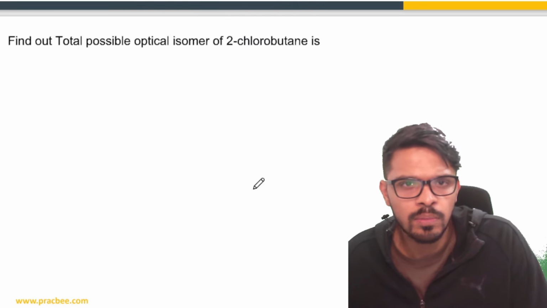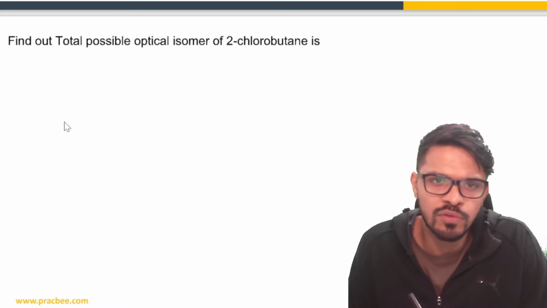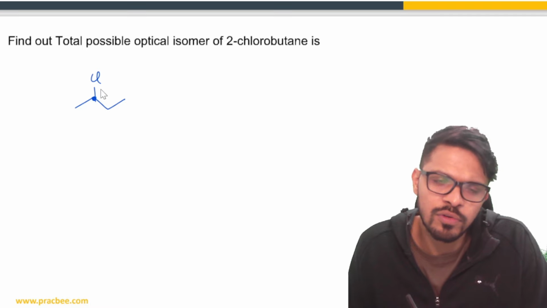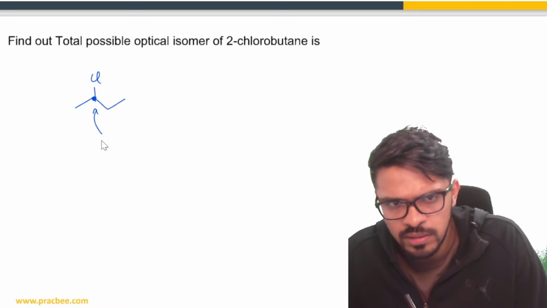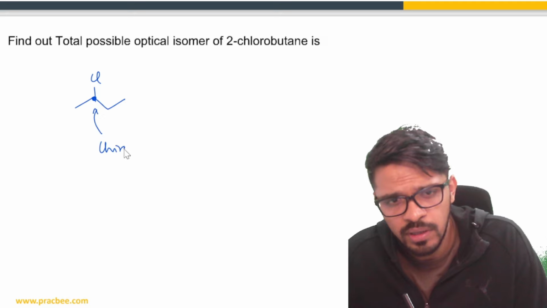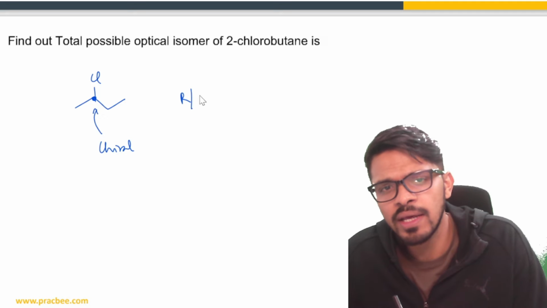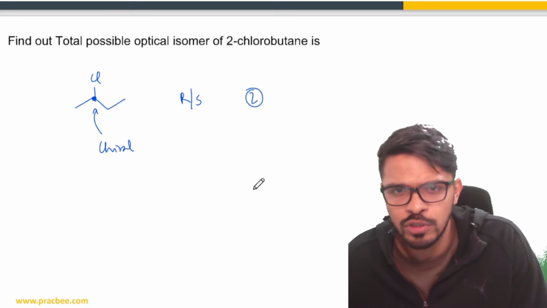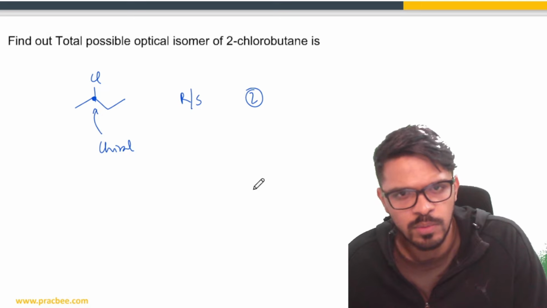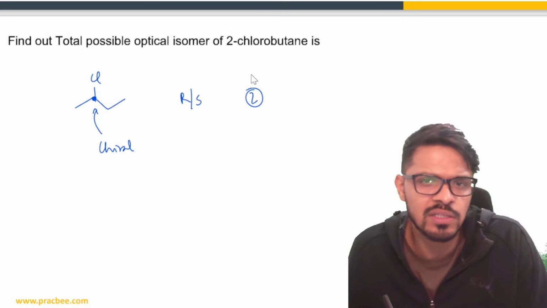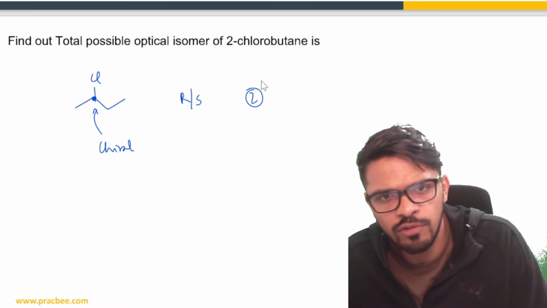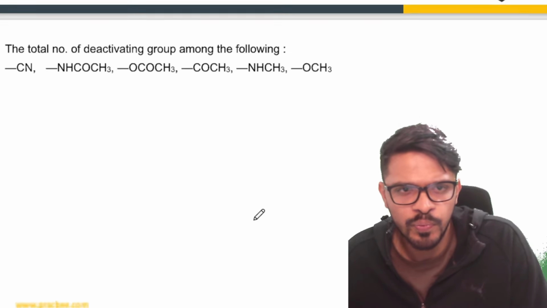Find out the total possible optical isomers of 2-chlorobutane. Useless question they are asking. If you see, this is a chiral carbon, and if it is a chiral compound, it has two possibilities, that it can be R or it could be S. There are two optical isomers possible, one structural isomer possible. Now if they would have asked just the total number of structures, the answer would have been 1. The number of optical isomers is 2.